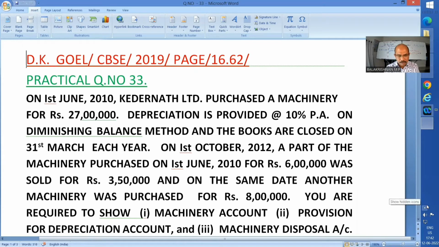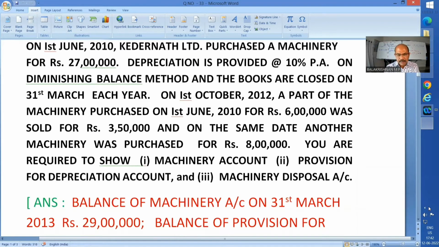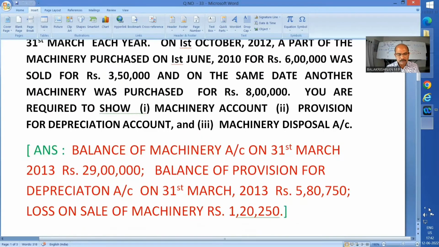It was sold for rupees 3,50,000, and on the same date, another machinery was purchased for rupees 8 lakhs. You are required to show machinery account, provision for depreciation account, and machinery disposal account. The answer hints are: balance of machinery account on 31st March 2013, rupees 29 lakhs. Balance of provision for depreciation account on 31st March 2013, rupees 5,80,750. Loss on sale of machinery, rupees 1,20,250.